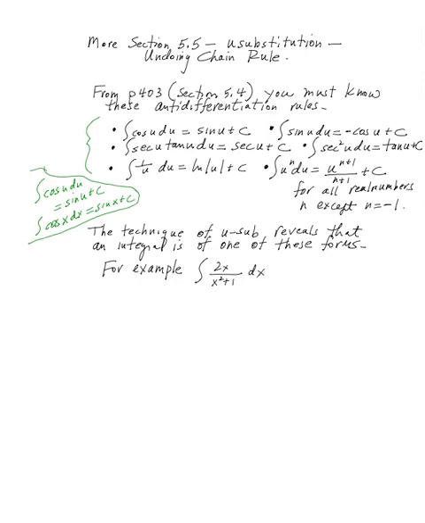For example, let's look at this problem, most general antiderivative or indefinite integral of 2x over x squared plus 1 dx. That's really of this form right here, most general antiderivative of 1 over u du. Really? This antiderivative of 2x over x squared plus 1 dx is really in this form, antiderivative of 1 over u du? Yes, it is, but it's hard to see that.